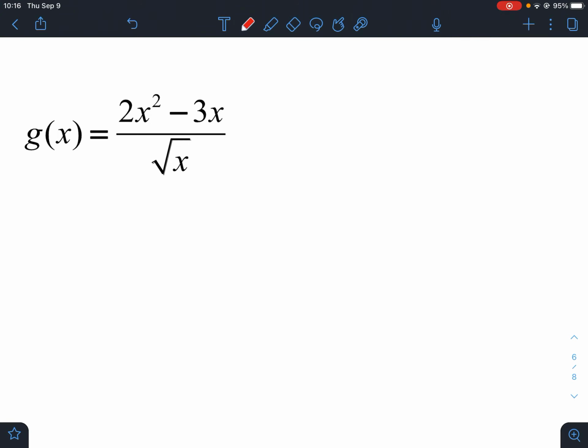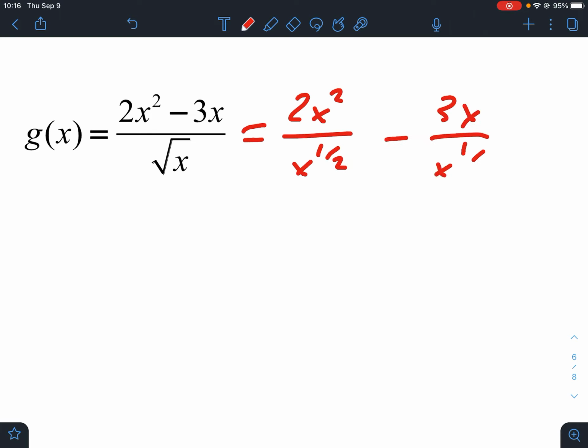Question C, I'm going to start by rewriting this kind of like how we did in the first one. 2x squared, but I'm also going to write the root x as x to the 1/2 minus 3x over x to the 1/2. And then rewriting again, we have 2x to the 3/2 minus 3x to the 1/2.